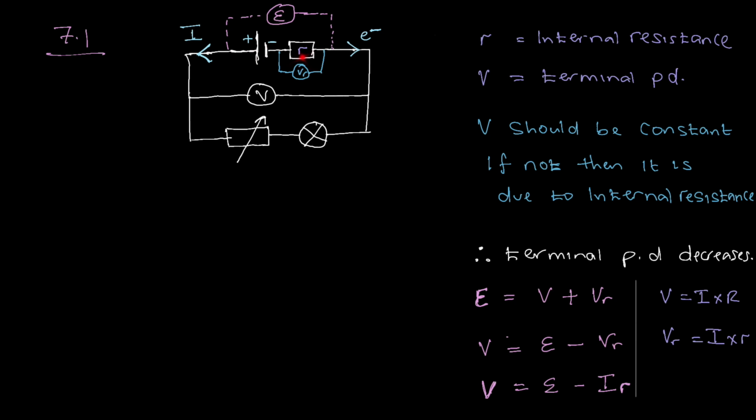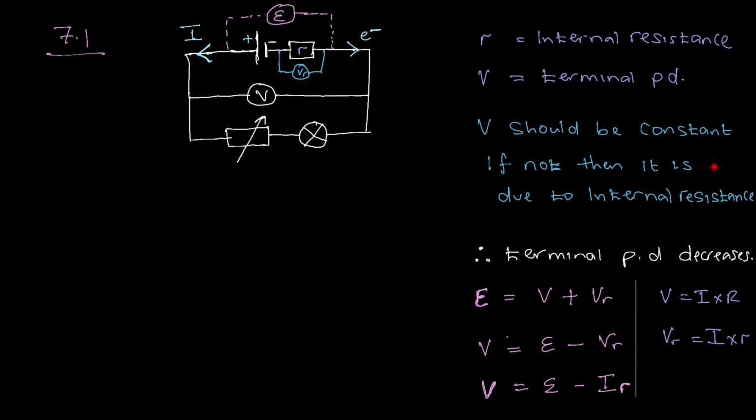From the diagram, here's the power supply. Most power supplies have internal resistance. This is the EMF, the total of the power supply, and r is the internal resistance of the power supply, so that's the battery if you like. V is called the terminal potential difference, which is measured in volts. V should be constant.